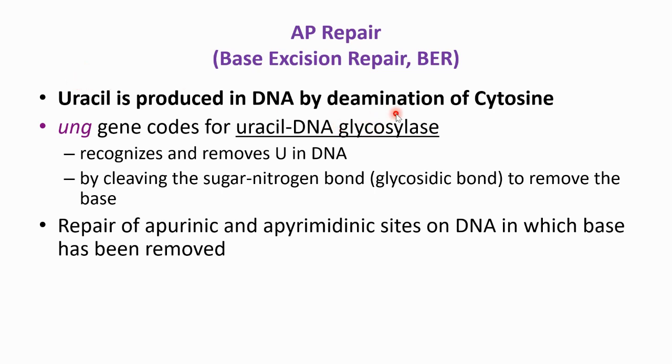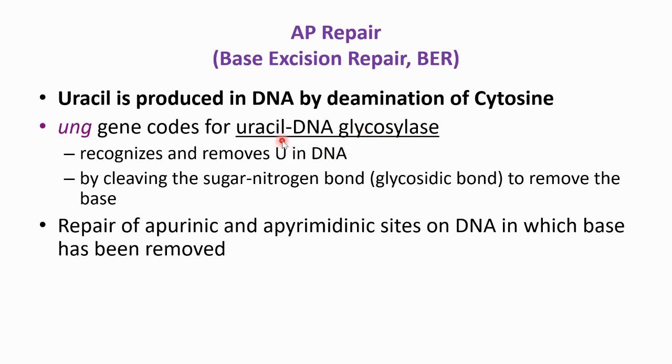by the deamination. You know that DNA does not have uracil. DNA only has cytosine. But sometimes deamination can cause the formation of uracil, and this uracil should be removed from the DNA. So this uracil is recognized by the uracil DNA glycosylase enzyme.